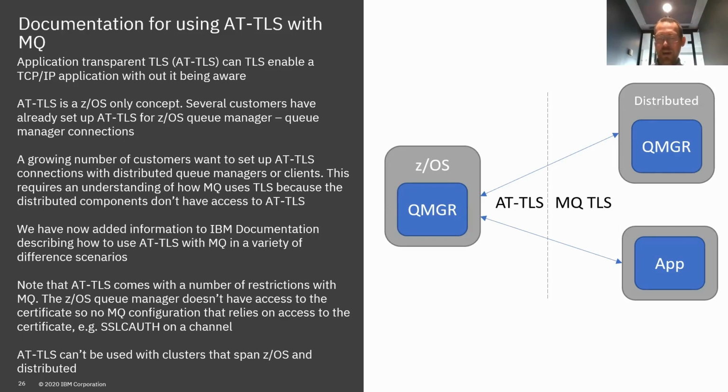The challenge typically comes when you want to connect from z/OS to distributed, either from queue manager to queue manager, or from an app into a z/OS queue manager, because here you're kind of hybrid. You've got maybe ATTLS on the z/OS side, but MQ TLS on the distributed side, and that requires a little more thought as to how to set it up, because on one side you have MQ configuration, but on z/OS you don't. Recently we've had a number of customers interested in this, and we've now documented it in the knowledge center, back to version 9, I think, on how to go and set it up.